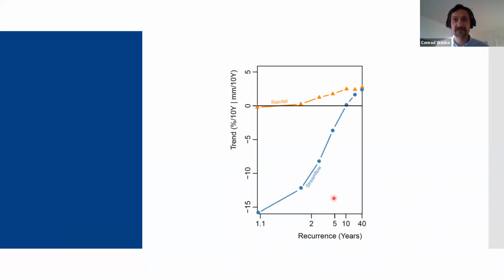And the streamflow, indeed, on average across Australia, frequent flows have not been increasing. By frequent flows, I mean your 1 in 2 year, so frequent floods. Frequent floods haven't necessarily been increasing. And it's only these most extreme events, so say your 1 in 10, 1 in 40 year events, that actually have been increasing with climate change.